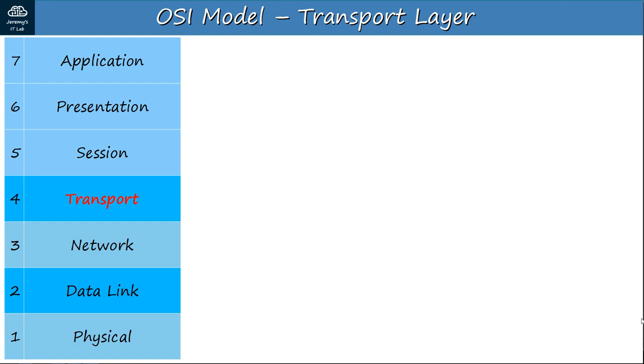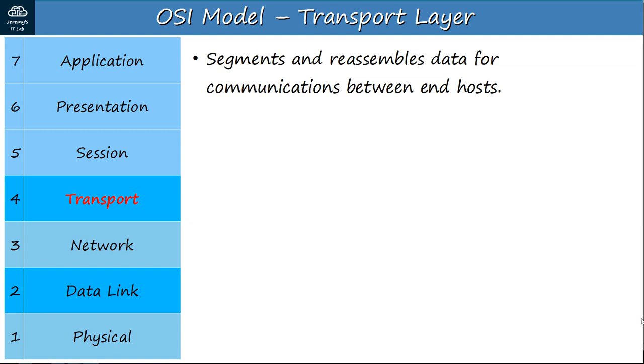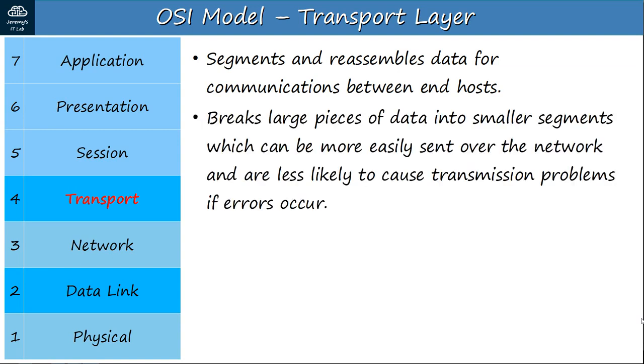Layer 4 of the OSI model is the transport layer. It segments and reassembles data for communications between end hosts. To reword that, it breaks large pieces of data into smaller segments, which can be easily sent over the network and are less likely to cause transmission problems if errors occur. For example, if data wasn't segmented and you were trying to watch a video, if an error occurred that prevented the video from reaching your computer, you wouldn't be able to watch the video at all.